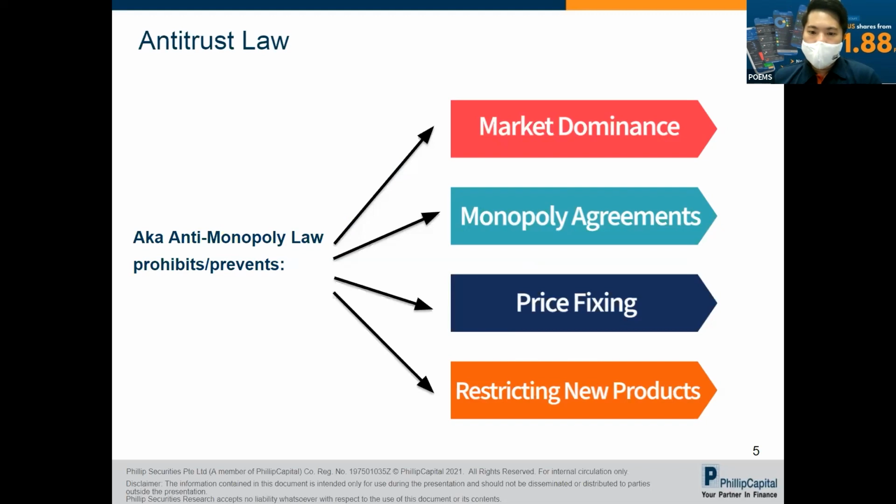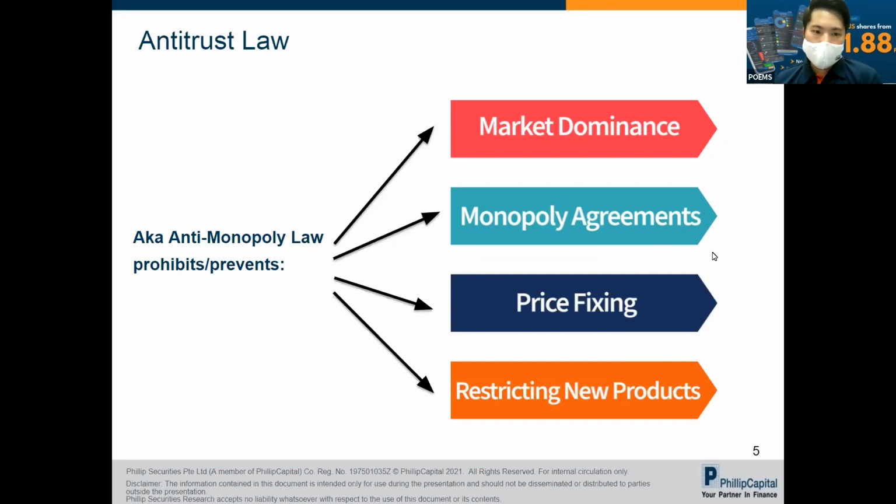What can contribute to market dominance are monopoly agreements. And with market dominance, it can lead to price fixing as well as restricting new products. So they are very much interrelated. With market dominance, companies can inflate the price of goods and services. That's why for antitrust law, the main focus is to prevent market dominance and also to ensure that there is fair competition within the industry.